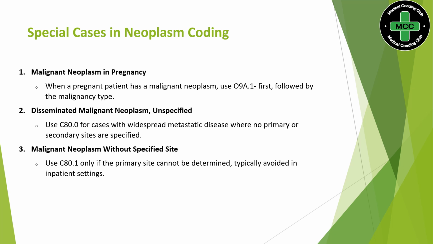Next, malignant neoplasm without specified site. Here we will use C80.1 when the primary site cannot be determined. You might have a secondary site but not a primary site, the primary site being unspecified. At that time you will use C80.1, malignant neoplasm without specified site. To give the primary code, you can use C80.1 with the metastatic site code.